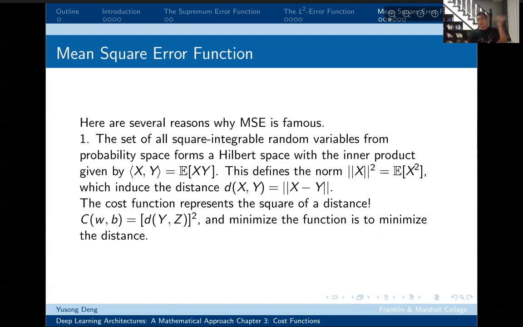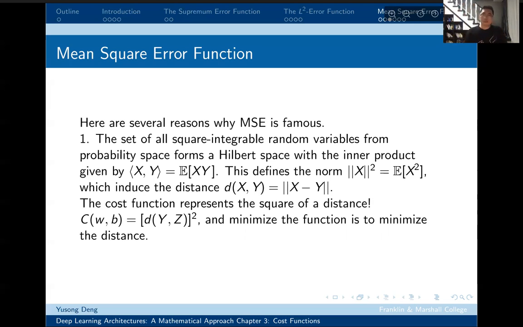We can give it some meaning, like we said before. In the first place, the supremum error function is just the biggest difference, the biggest distance, and here we get back to distance, just the square of a distance, and that is amazing. We can just write the cost function as the distance between y and z squared, which is just how close your output is to the target function, as we said many times before, how well you are approximating it and how close you are to the target.